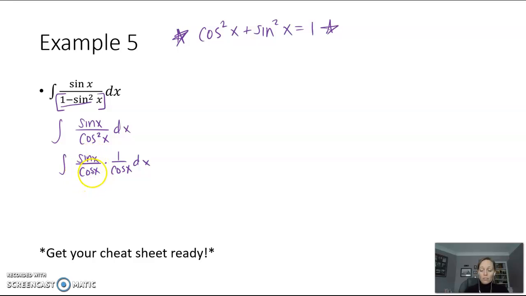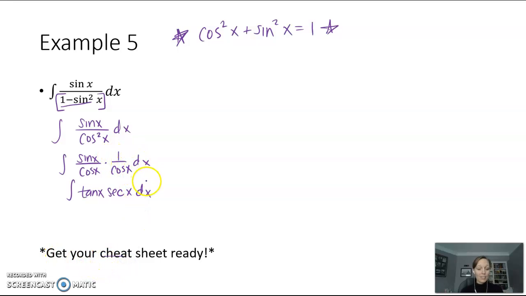Now sine of x over cosine of x, again thinking about those trig identities, is equal to tangent of x. And 1 over cosine of x, that reciprocal identity, is secant of x. So this is the one that we just encountered in the last example. I was thinking it was something else, which is why I didn't prep you to get your cheat sheet ready.